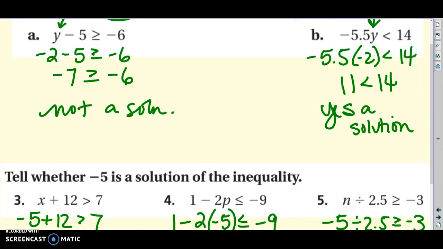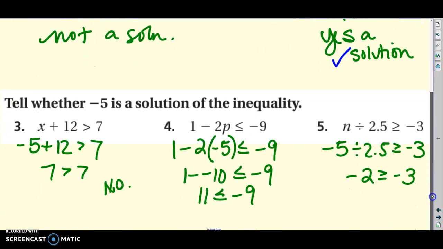Okay, so check here. I plugged it in, worked it out. 11 is less than 14, so yes. And then down here, plug it in, work it out. 7 is not greater than 7. They're equal to each other, but it's not bigger than, so no. Here I get 11. Do the work, check your work. 11 is less than or equal to -9. No, that's not true, so not a solution.